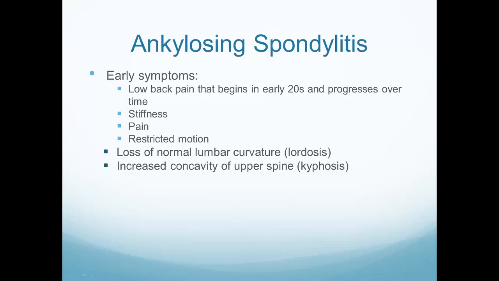In the upper spine, we start to see kyphosis. That's the bending over part, the hunchback kind of thing that we see.